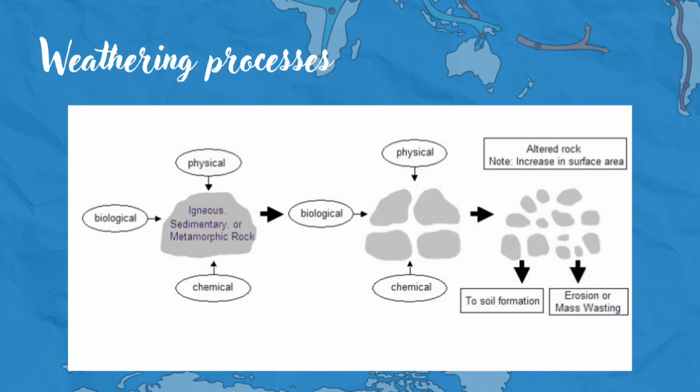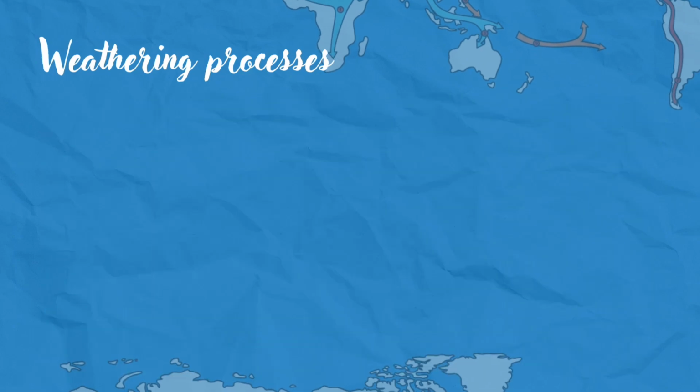The weathering processes result in altered rock that is then either transformed into soil or carried away by erosion or mass wasting, further contributing to the natural cycle of rock breakdown and soil formation.